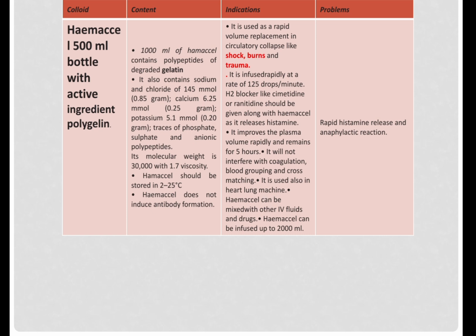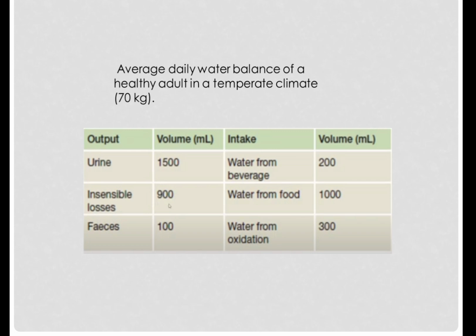It can cause problems: rapid histamine release and anaphylactic reaction can develop in case of rapid infusion of Haemaccel. Again, this is another slide for the average daily water balance of a healthy adult in a temperate climate. It is for a 70 kg adult, as we have discussed in previous slides.